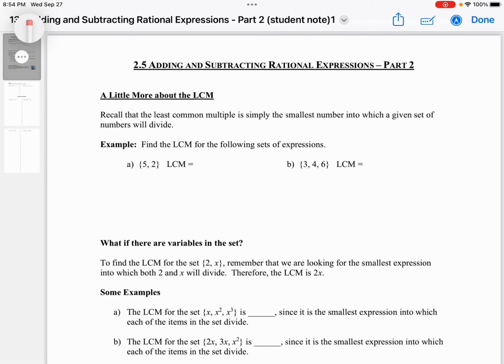Okay, today is adding and subtracting rational expressions, part 2. Now, there were some dire warnings in the last video that somehow this is going to be really difficult. But I'm going to show you some tricks, or some ways to handle these questions, so that it doesn't have to be quite so scary.